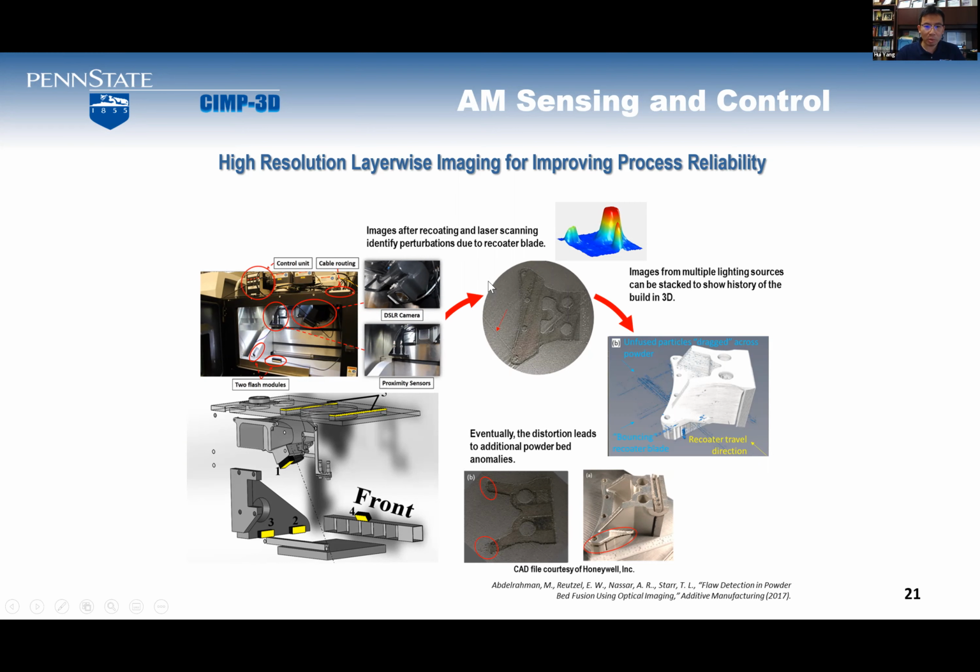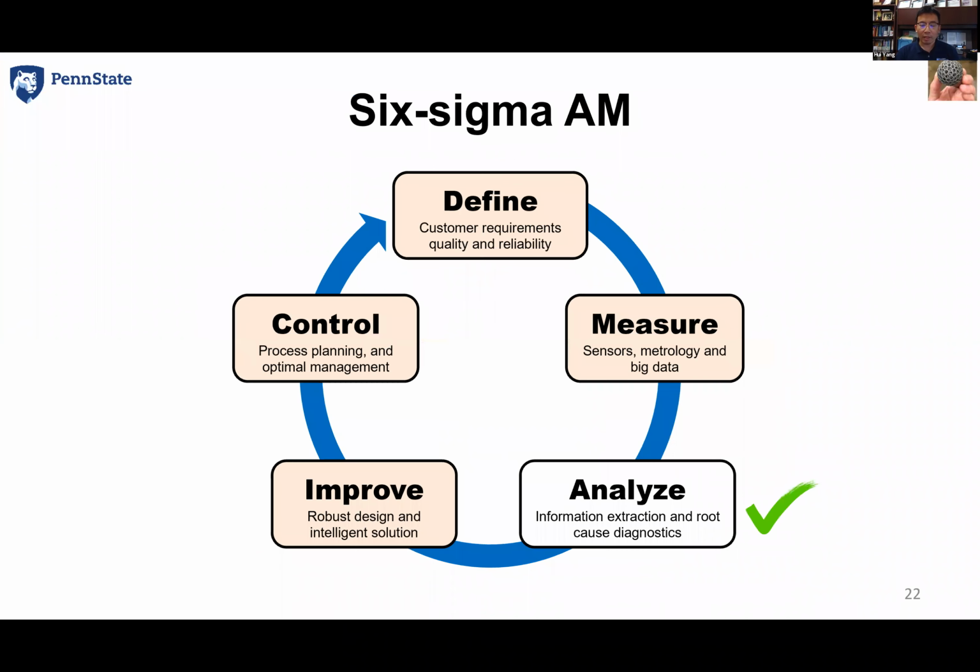And we also have thermal imaging, so you can get the thermal image. And you can compare whether there are spatters and whether the melt pool is conforming or not. And you can digitally build up the layer-wise images, and then you can see the quality. So this is a part built for Honeywell. And you can see the distortion leads to additional powder bed anomalies. And this is a system design of the thermal camera and also the layer-wise imaging system. So those are the sensing.